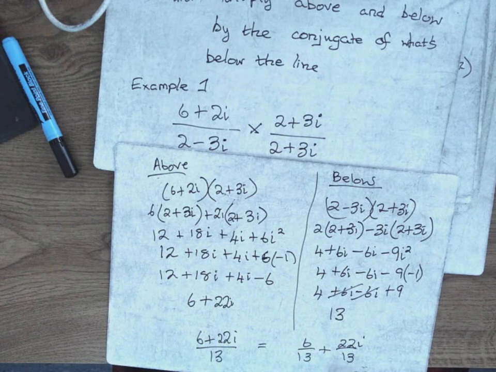Yeah, you put it under each bit. So if there were 4 bits, each bit would be over 13. But there's 2 bits, so each bit is over 13. Is that alright?